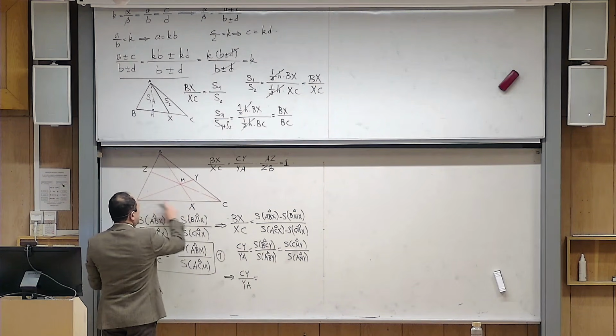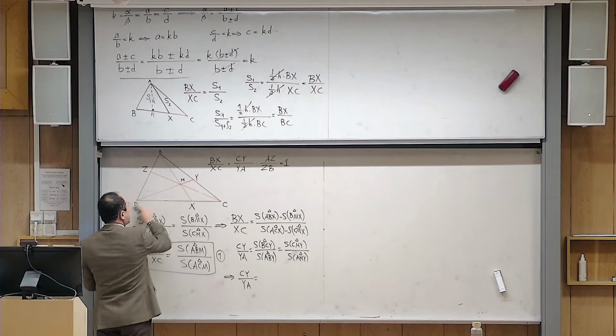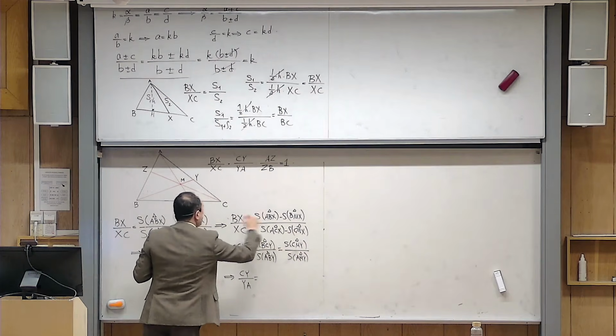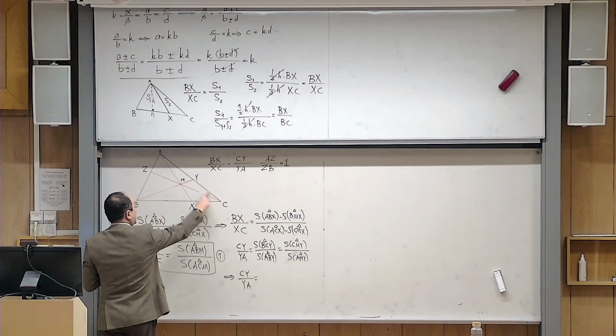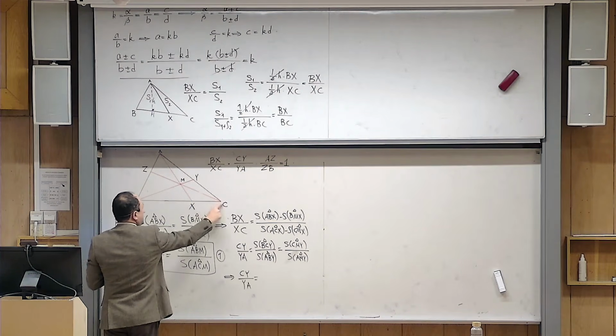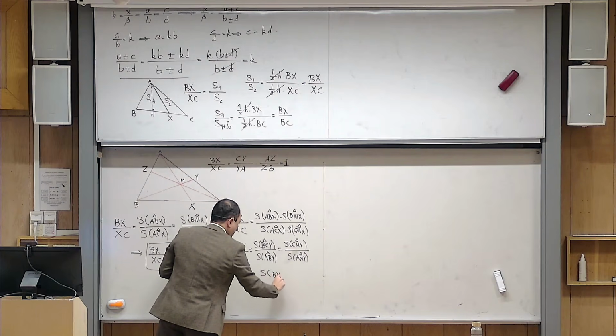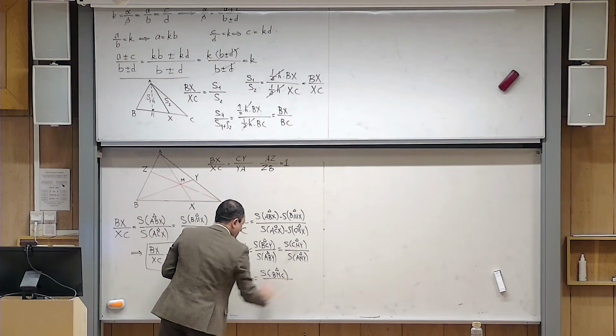BCY is this triangle that you see here. I am supposed to take CMY away from it. So CMY is this part. So what is left is BMC. The surface area of BMC divided.